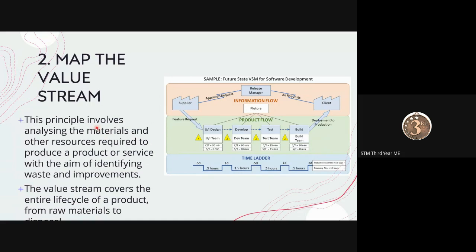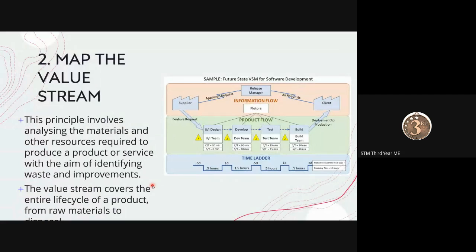So the principle involves analyzing the materials and other resources required to produce a product or service with the aim of identifying waste and improvements. That is why we are doing a value stream analysis. In value stream analysis, we are analyzing materials and resources required to produce a product. We are analyzing the methods for using the materials for producing a product which aim to reduce waste and improve the quality.